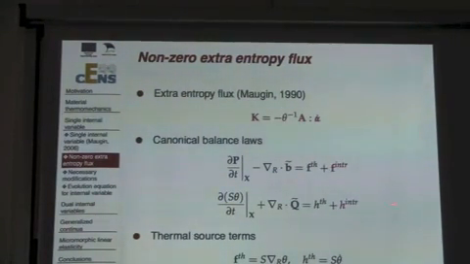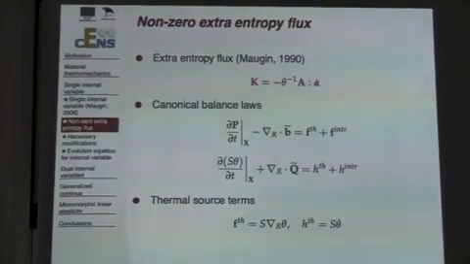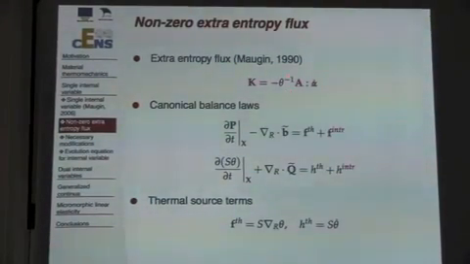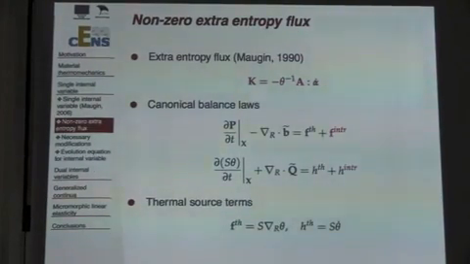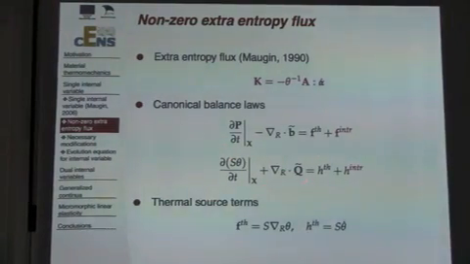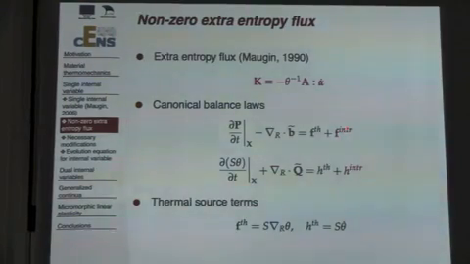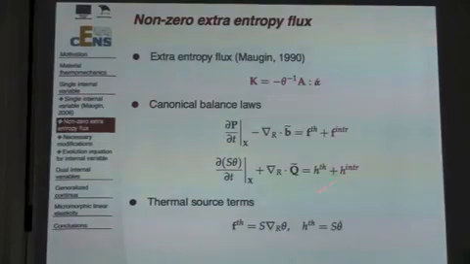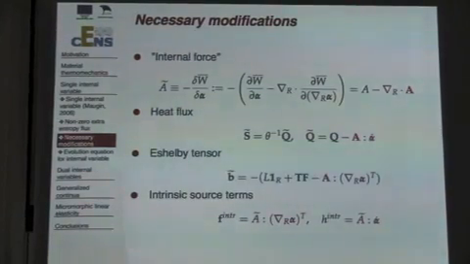First, I would like to say that we introduce an extra entropy flux in this way, following the approach invented by Gérard Maugin in 1990. This is, in some sense, a trick, but you can see that this trick doesn't change the structure of the canonical balance laws. But we have here some modifications of the Eshelby stress and heat flux. And also we can introduce the so-called intrinsic force and heat source, but the thermal source terms were the same as previously, and the modifications are here.